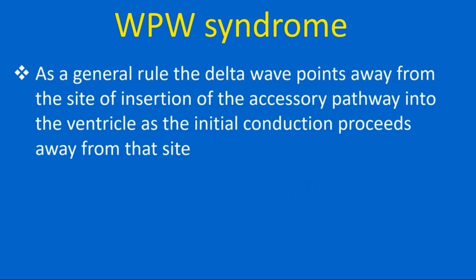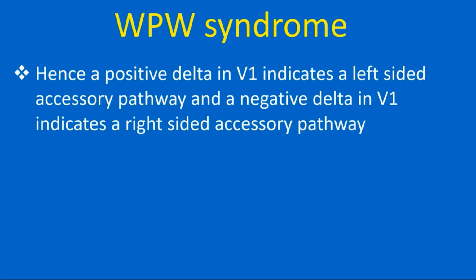As a general rule, the delta wave points away from the site of insertion of the accessory pathway into the ventricle as the initial conduction proceeds away from that site. Hence, a positive delta in V1 indicates a left-sided accessory pathway and a negative delta in V1 indicates a right-sided accessory pathway.